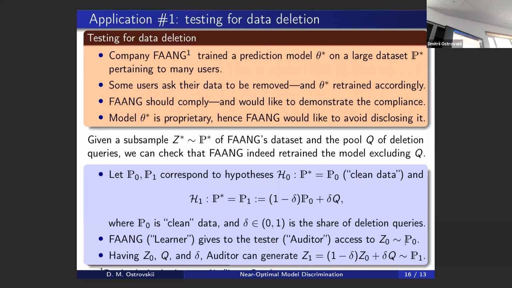And the point is that from Z0 that I have as a tester, this auditor, I don't require the direct access to theta star on the company. I just require a subsample of P0 and P1 that I can generate from the first subsample. They will be enough to run the testing procedure to test H0 against H1, so clean data against dirty data, right? Without being able to recover theta star, because my sample sizes will not be enough. This is something with which we started.